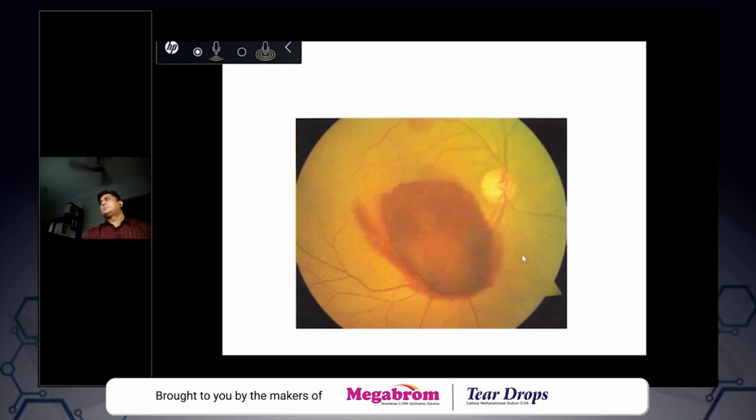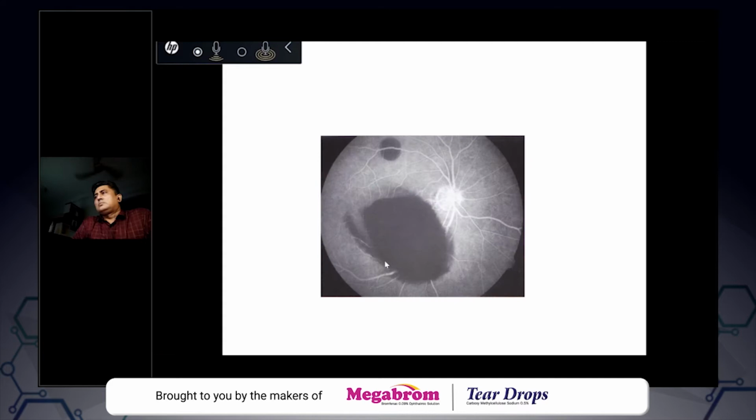Block fluorescence. Look at this bleed here. This is a pre-retinal bleed. You cannot even see the retinal vessel. Forget about the choroid. So this is blocking both the retinal circulation and the choroidal circulation. Look at the angiogram. See this. This is blocking the retinal vessel and choroidal circulation. You cannot see the retina.